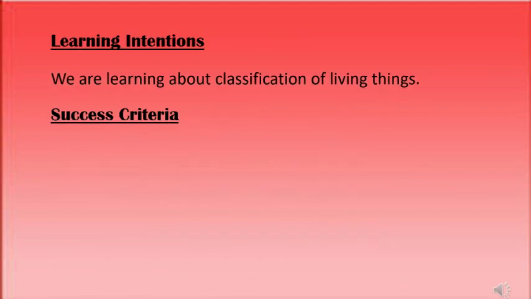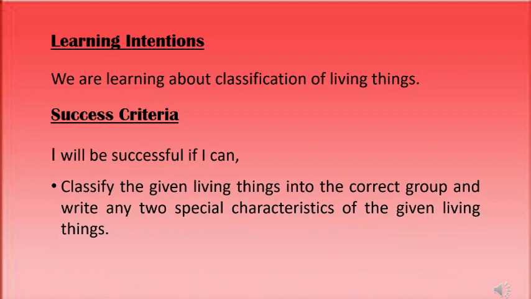Okay, student. So now I'm going to share with you today's learning intention and success criteria. Our learning intention for today's lesson is we are going to learn about classification of living things. And the success criteria for today's lesson is you will be successful in this lesson if you can classify the given living things into the correct group and write any two special characteristics of the given living things. So these are the things that you need to achieve to be successful in this lesson.